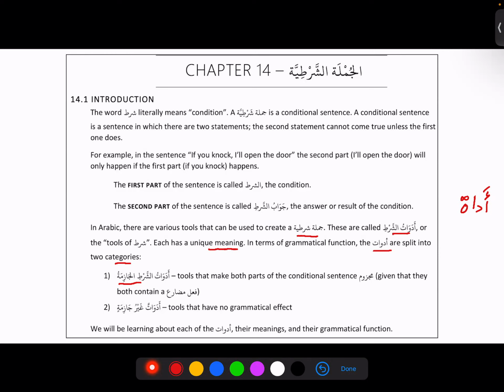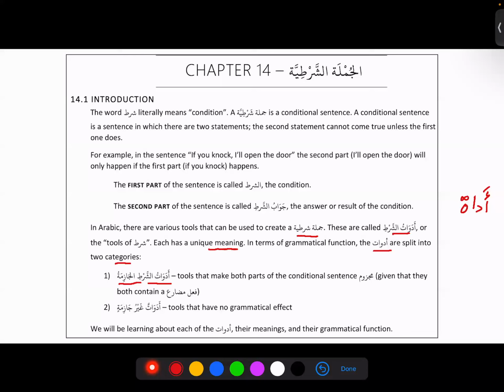Jazima means that these tools are going to turn fil mudariya majzoom. Right? Can we turn fil madi majzoom? No, it's mabni. It's mabni. Can we turn majhul majzoom? No, majhul is also mabni. Yes, majhul is also mabni.